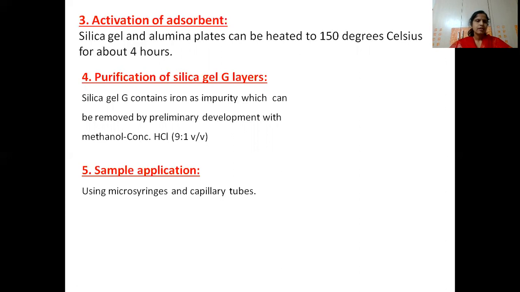Then sample application. After our TLC plates are ready, now what we have to do is apply the sample, or load the sample, onto the TLC slide. So how to load the sample? By using micro syringes and capillary tubes.